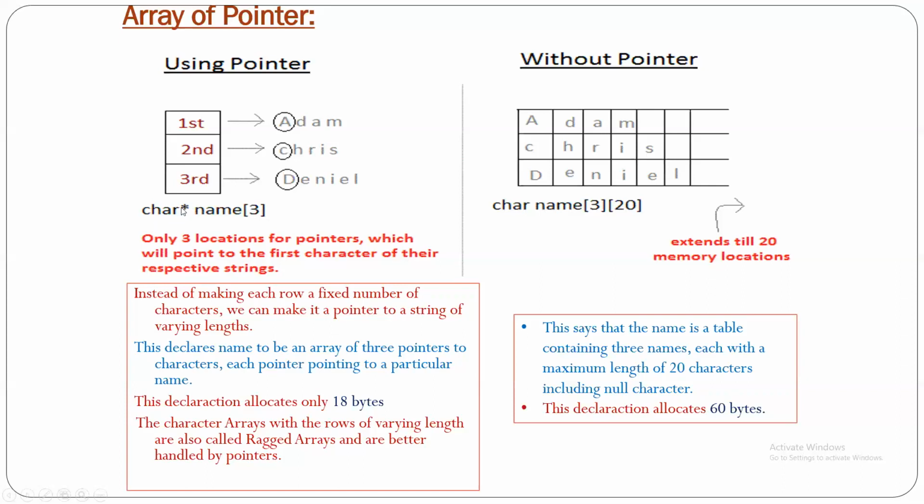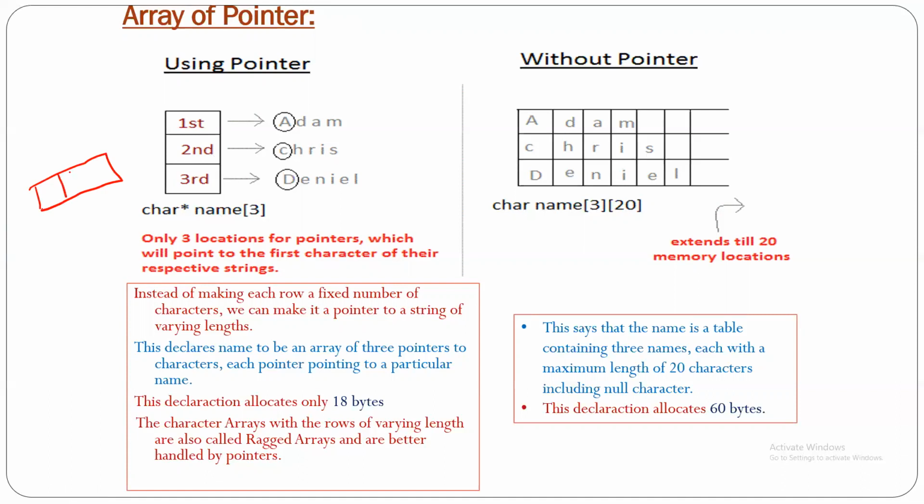Char star का मतलब क्या? कि name is having three values, right? Name is having 3 values, and each value is a pointer to some character. Each value is a pointer to some character. So array of pointers का मतलब क्या?